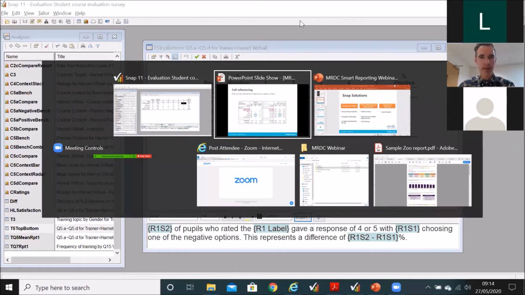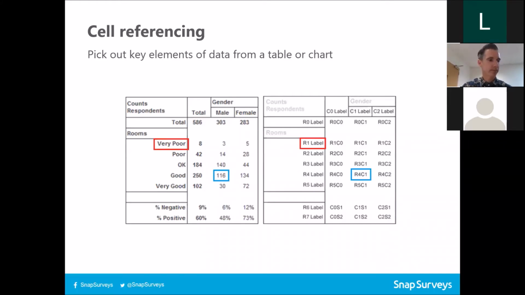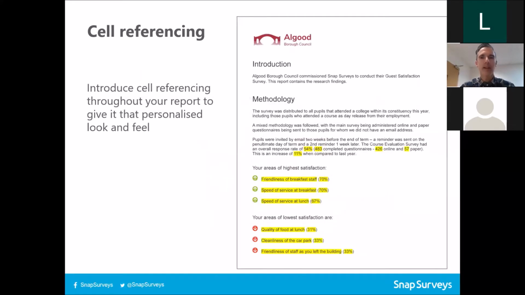If I just take you back into my PowerPoint. Cell referencing is not just about putting the references into the text underneath a table or chart. In this example, I've actually cell referenced into the introduction to my report. So you can see I've highlighted them in yellow just to show what I'm talking about here.